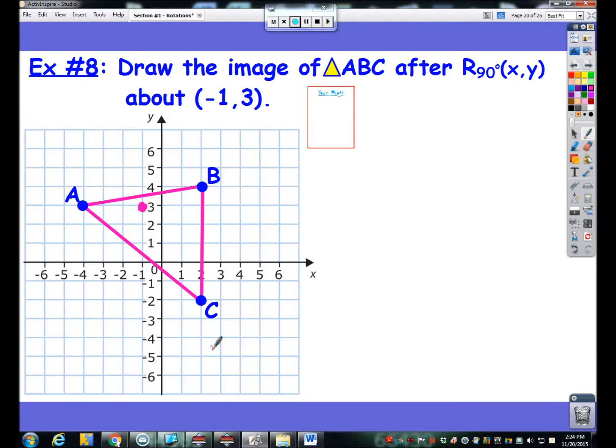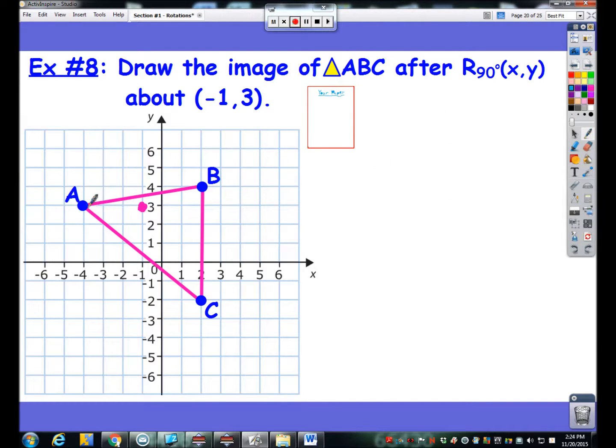Now, like in the very first example of this video, we could pretend that this is (0, 0), but I just want to show you a different way of doing this problem. Maybe you will like this way a little bit better. All right, so let's get an idea. We're really going to rotate this thing 90 degrees counterclockwise. So let's just get a rough idea of what's going to happen here.